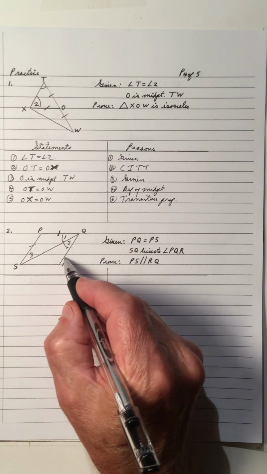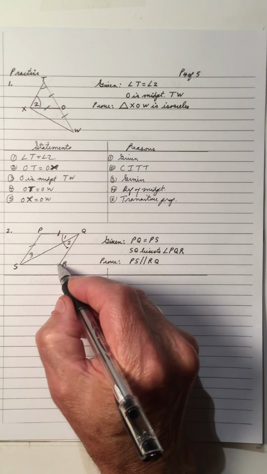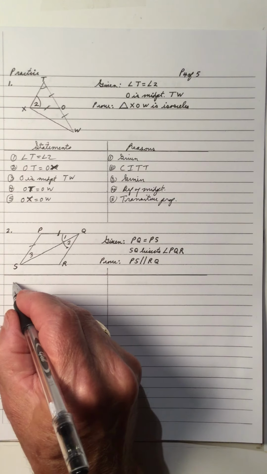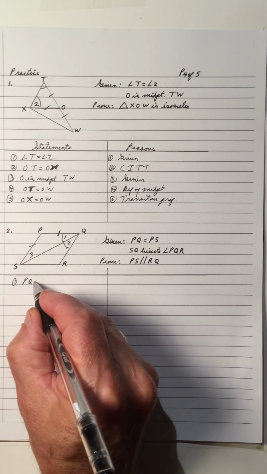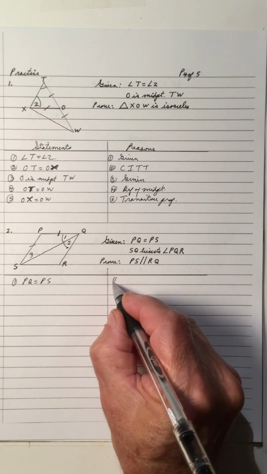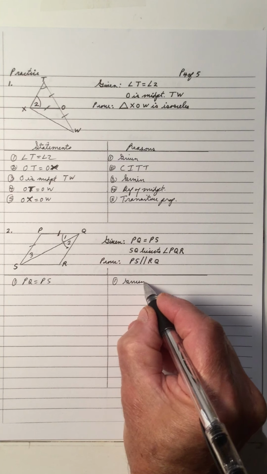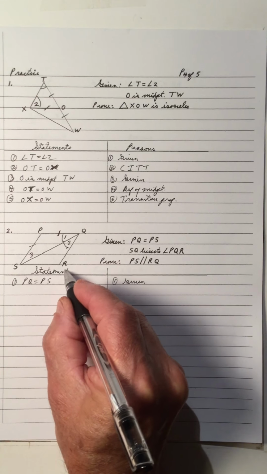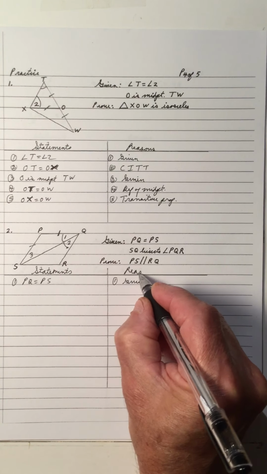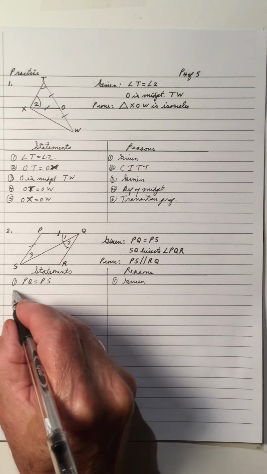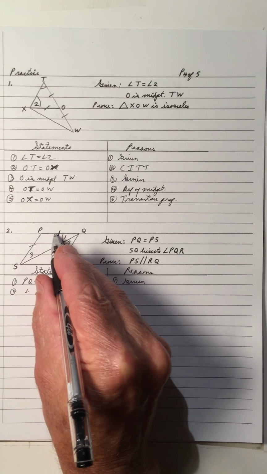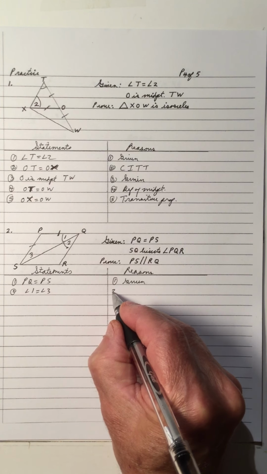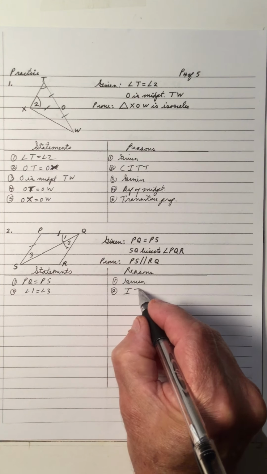That means these angles are equal. The lines are going to be parallel. PS is parallel to QR. So we have it. PQ is equal to PS, a given. And again, the first column is the statement column, and the second column is the reasons. And because PQ equals PS, angle 1 equals angle 3. And the reason is ITT.